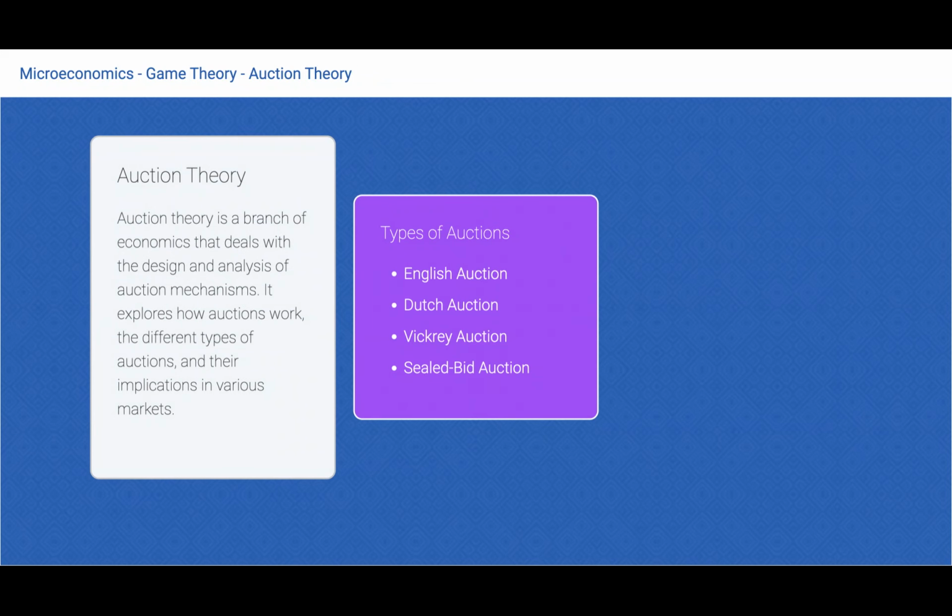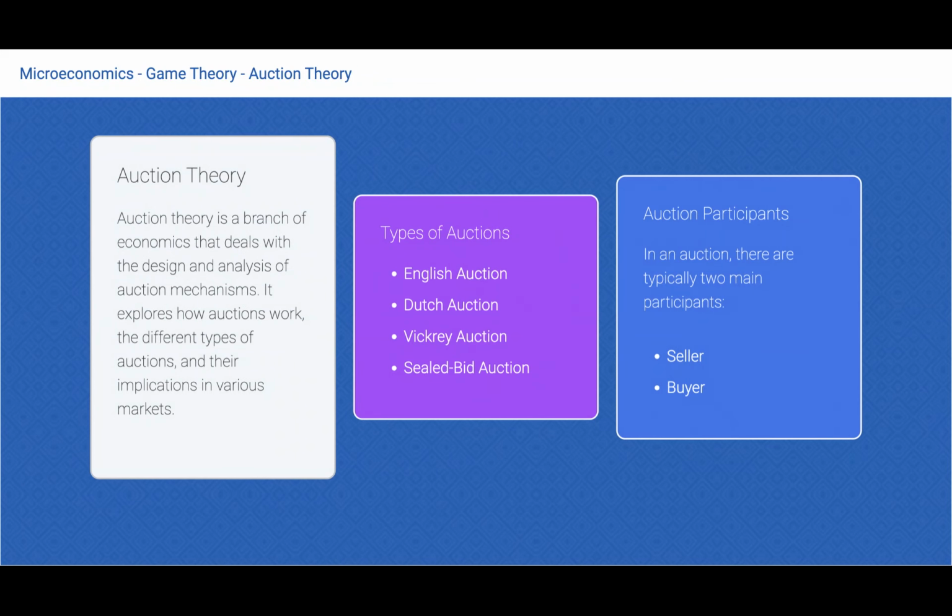Auction theory is a field of study that examines how auctions work, the different types of auctions such as English, Dutch, Vickrey, and sealed bid auctions, and the participants involved including sellers and buyers. Understanding auction mechanisms is crucial for analyzing market dynamics.